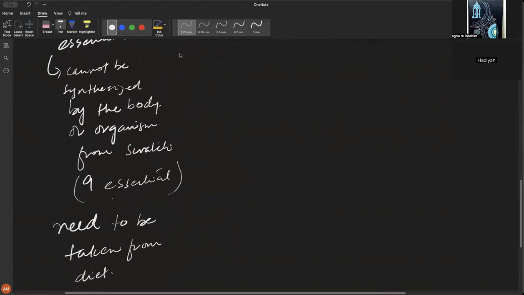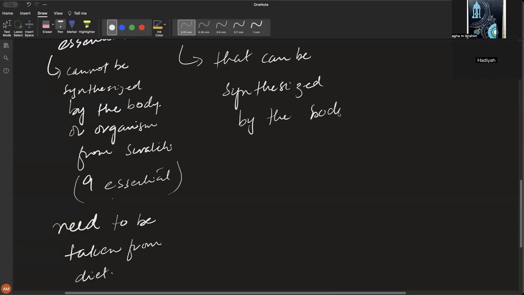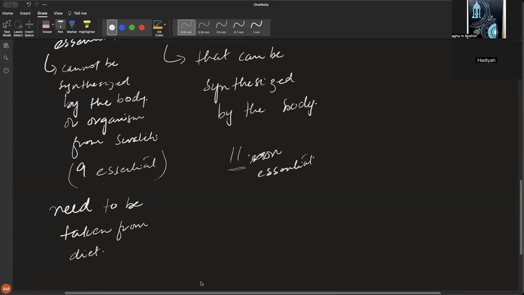What are non-essentials? They can be synthesized by the body. The body can make them. There are around 11 non-essential amino acids. Is this making sense? Is it clear?